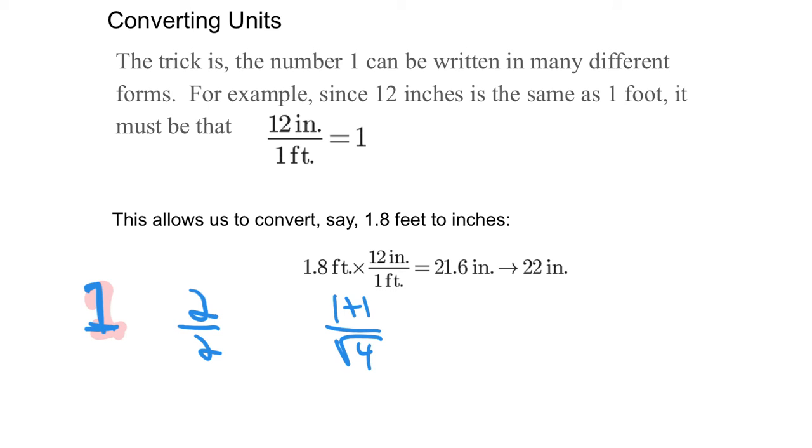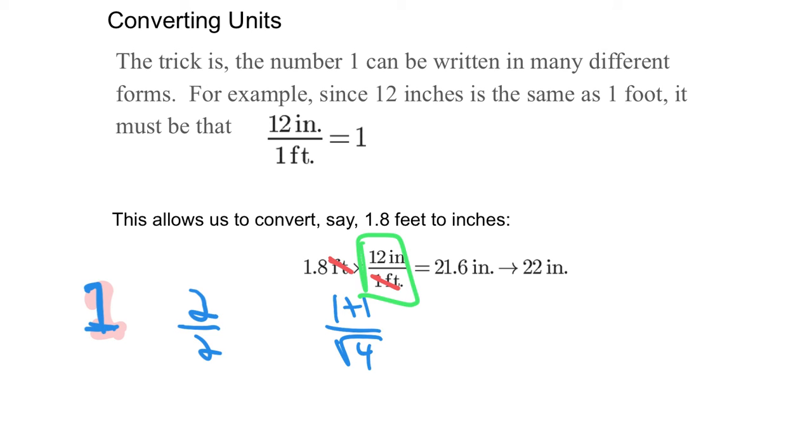If I said how many inches are there in 1.8 feet, you could convert it by saying 1.8 feet times our factor of 1. And then we say, well, feet over feet is 1. We can quote-unquote cancel that. And we'll have 1.8 times 12, which is 21.6. So we get 21.6 inches.